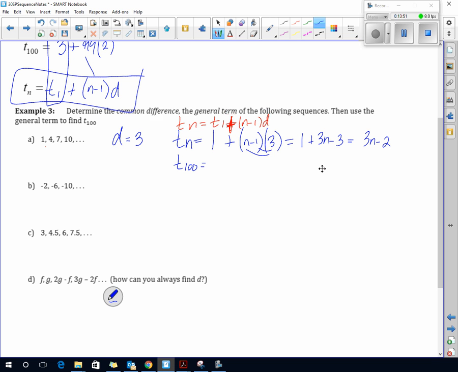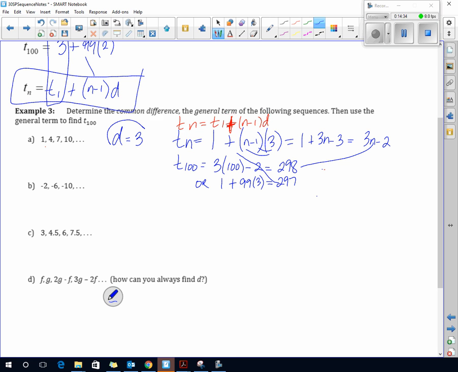You could have gone directly from here or here, it's up to you. So you could have done first term 1 plus, for the 100th term, n minus 1 would be 99 times 3. 99 times 3 is 297, 297 plus 1 is 298. You see, either way, either using the simplified version or the one we made the formula, you'll get that. So I'll give you a second to do B, C, and D. B, C, and D. Okay, so remember you're supposed to answer 3 things for each.